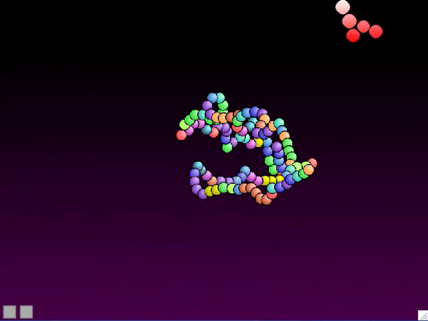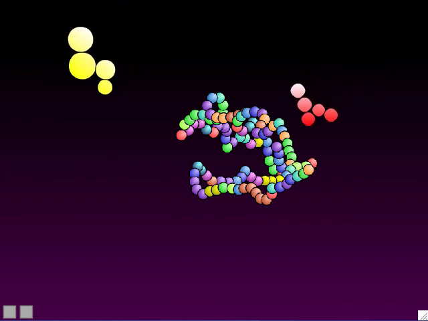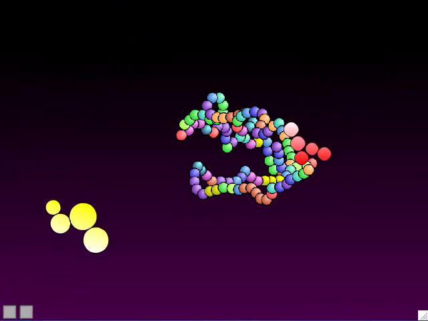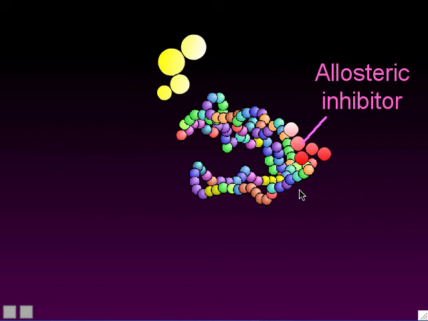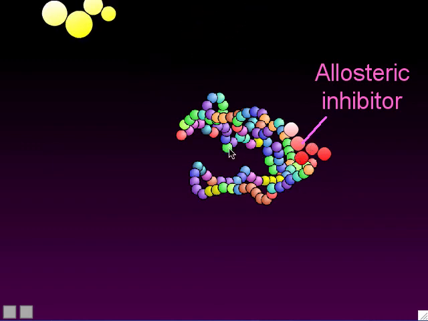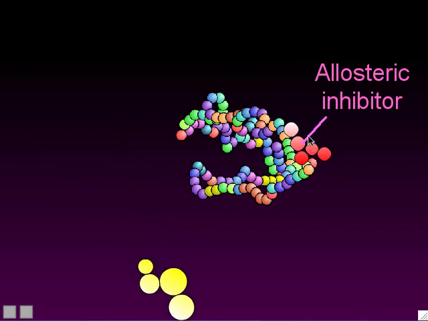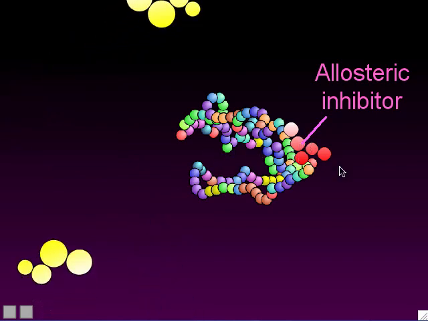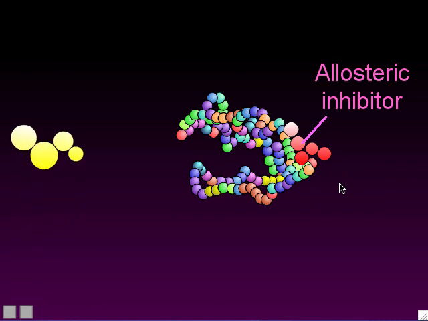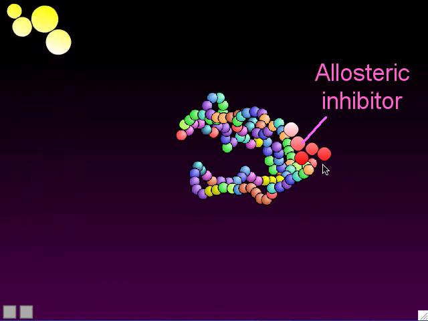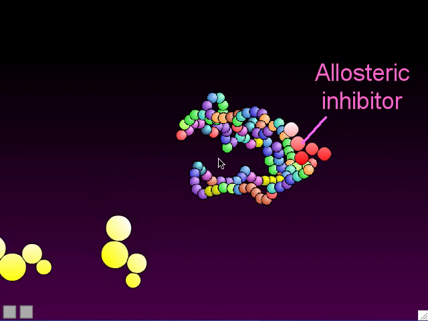So let's imagine that some allosteric inhibitor comes along, like this molecule right there. Notice that the allosteric inhibitor does not bind to the enzyme's active site because the allosteric inhibitor is not the right shape to fit into the enzyme's active site. So at first you might say, well, that's not going to change the enzyme's activity, right? Because it's not doing anything to the active site.